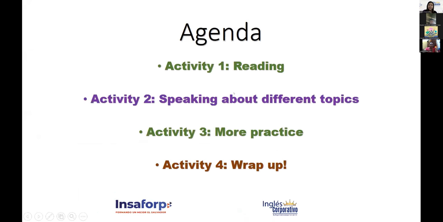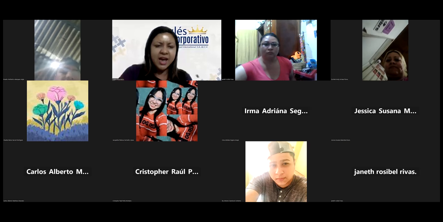So in activity number one, we have reading and vocabulary. In activity two, speaking about different topics and more practice. So we are going to start by taking the attendance.